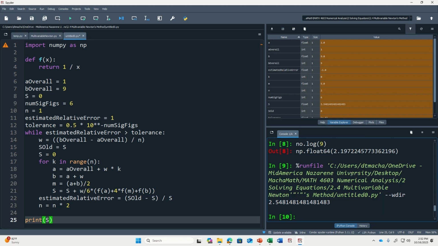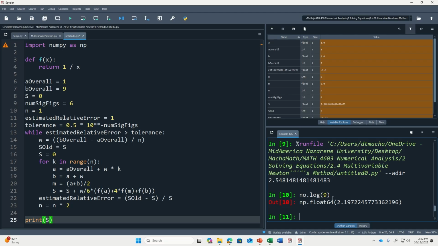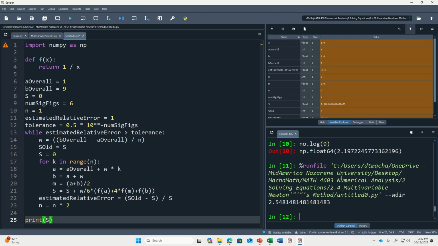That must be log base 10, right? Because it's so far off. But then I wonder, how do you get the natural log in NumPy? Oh, it says that is the logarithm. So that means my program is not working correctly, because it should not be that far off.